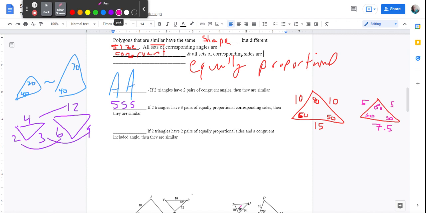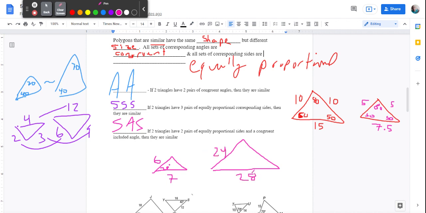Okay. Last one would be SAS. Side angle side similarity. Side angle side, two pairs of equally proportional sides and a congruent included angle. So if we have this triangle here, and let's say we have this triangle here. All right, so let's say this side is 6 and this side is 7. And we have an angle in here that's 20 degrees. Let's say equally proportional. Let's say we multiply by 4. So this is 24. This is 28. Okay. And we have a 20-degree angle there.